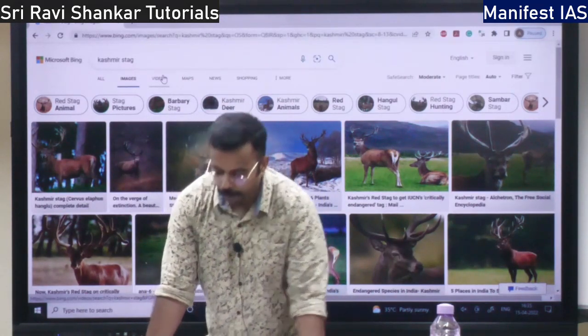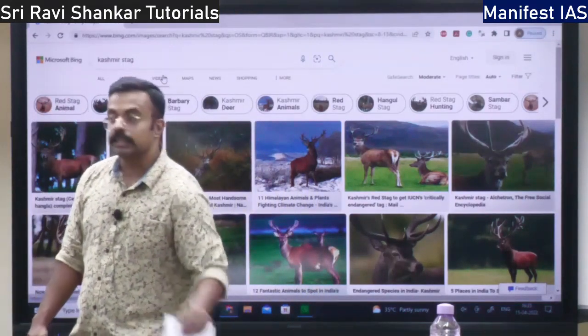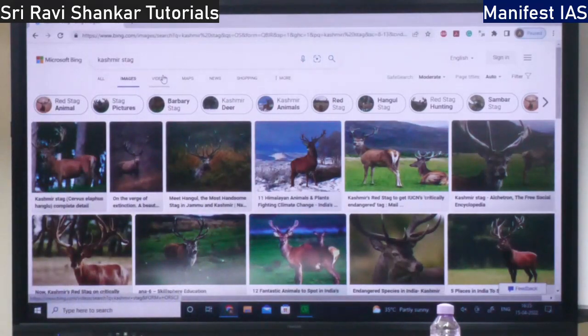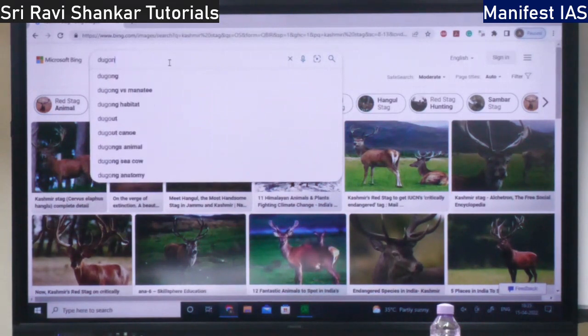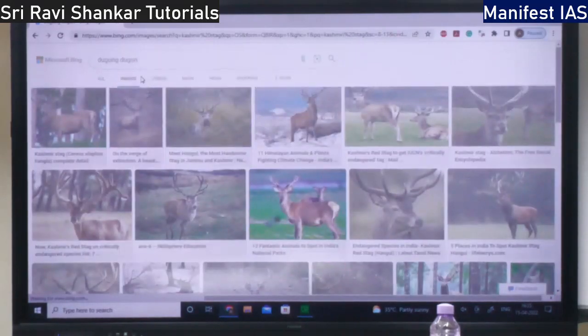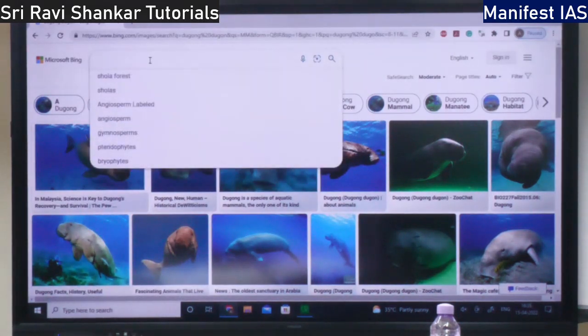Then dugong is very important. That is critically endangered. It's a marine animal. Dugong, you will find it in the Andaman region. I'm going to show you. It's like a seahorse. It's a sea cow. See, this is a dugong, right? It is critically endangered, Andaman region. Many times in UPSC they have asked this question.